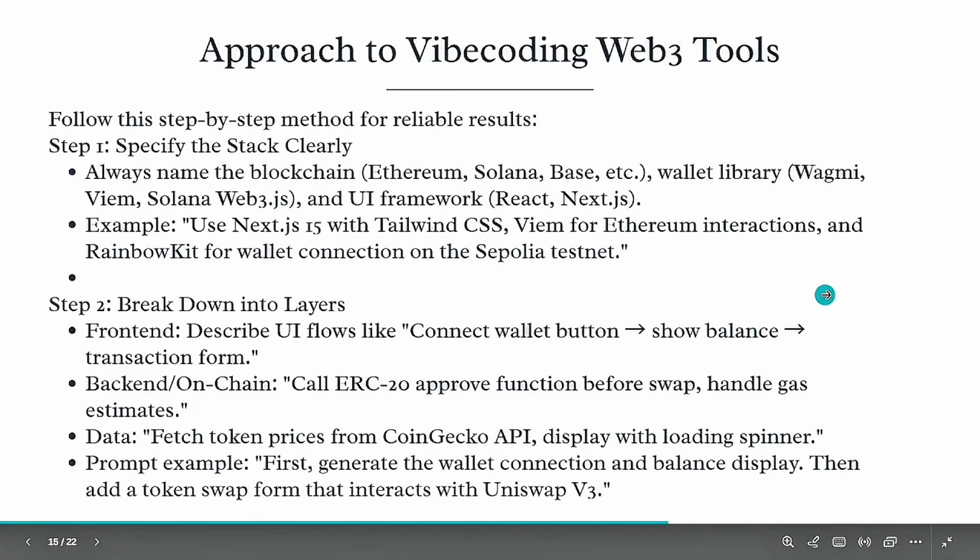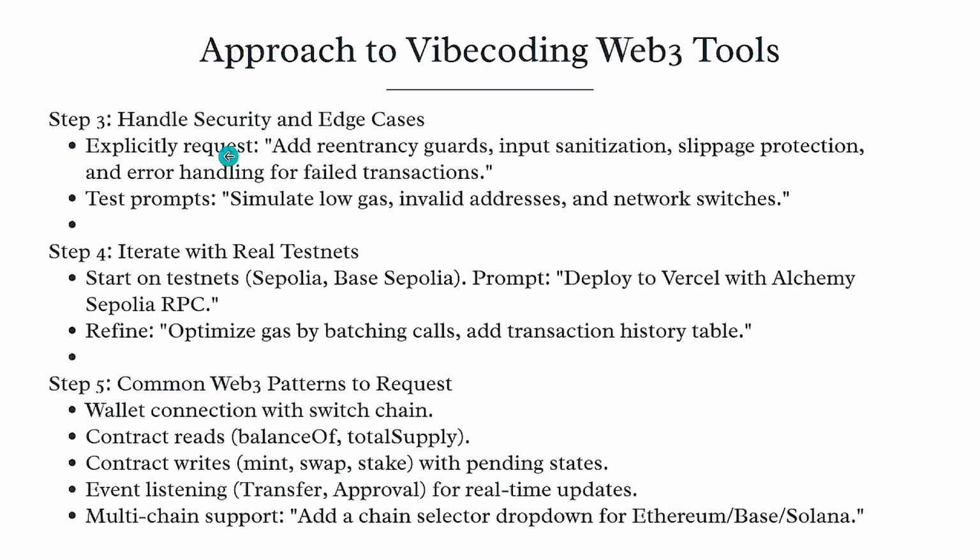That's AI vibe coding for you. So we still have handling security and edge cases. When you are trying to vibe code in Web3, even not just Web3, vibe code at all, you still have to be worried about security. Am I not putting users at risk for interacting with whatever I'm building? Whatever you are building, you still have to request for security checks and iterate with it. Start on testnet, always start on testnet.